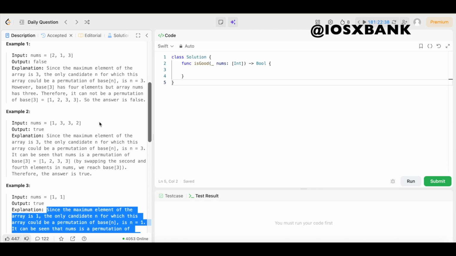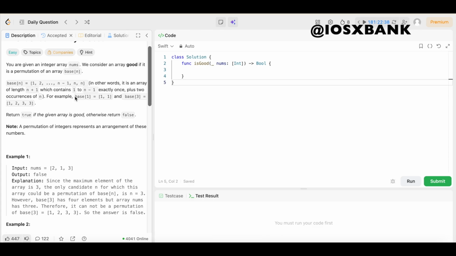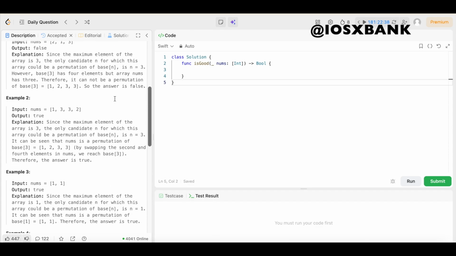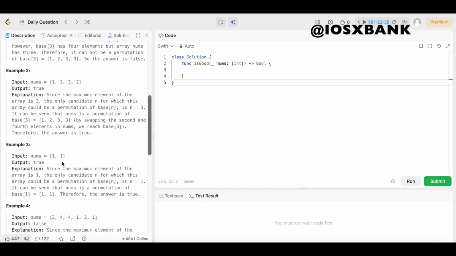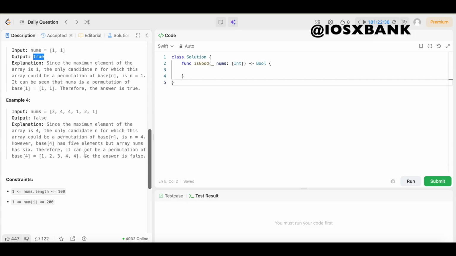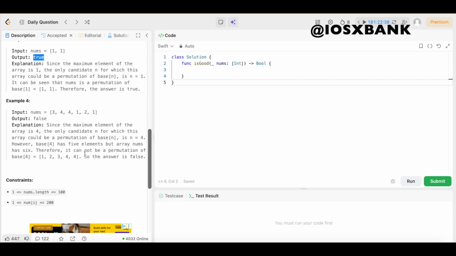So this example is just like this right here, right? 1 is n, n is equal to 1, so that means we should have 2 elements in the array. We have our 2 elements. 1 occurs twice like it's supposed to, so the output is true. Boom. Now let's take a look at example 4, where it might be a little tricky because we have all the numbers we're looking for, but this time we have an extra number.